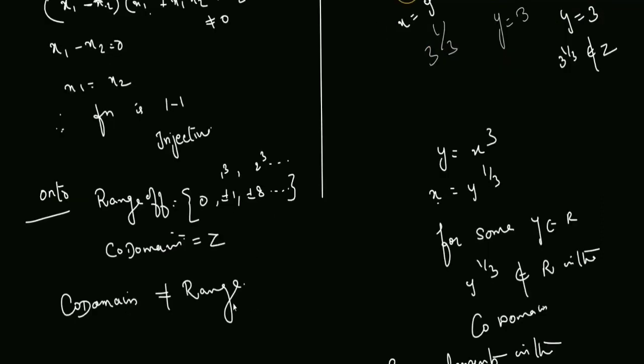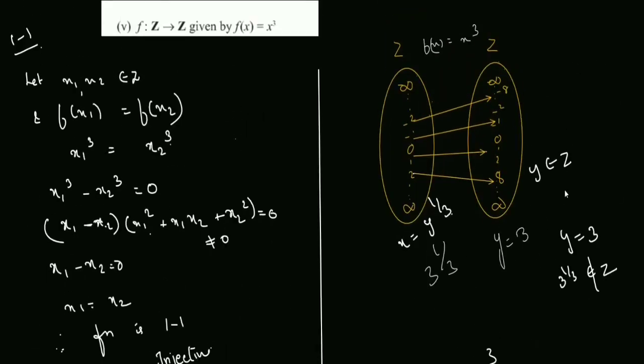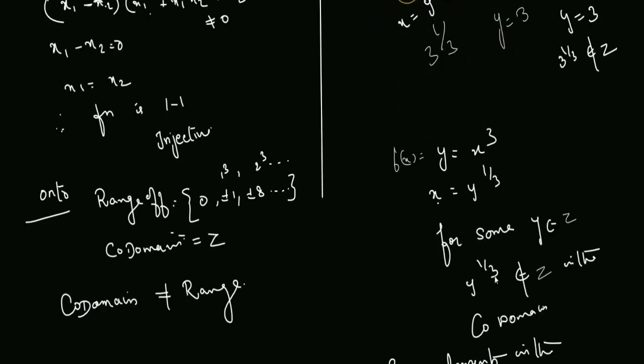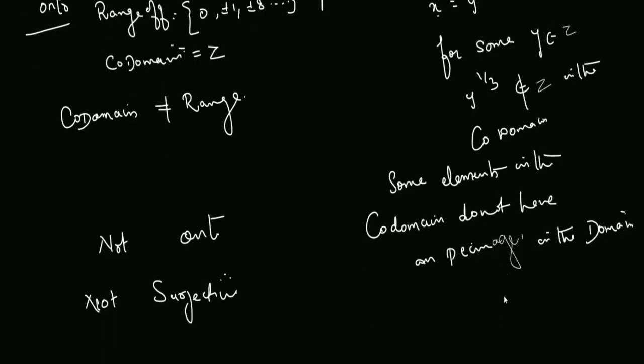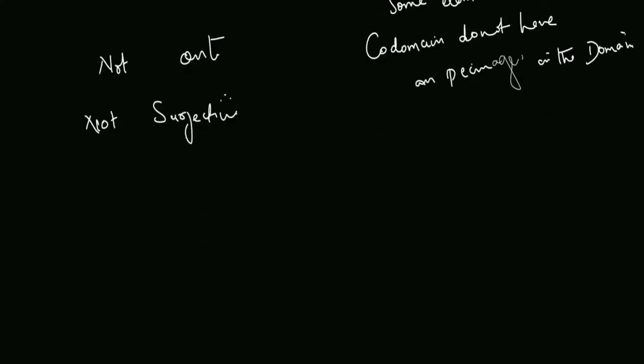We will check whether it is onto. The range is 0, 1 cube, 2 cube, minus 1 cube, etc. So that means the range is not equal to the codomain. So it is not onto. We will prove it. y is x cube, x is y power 1 by 3, y belongs to Z. Take any integer, put y is some 3. Can you find 3 power 1 by 3 in the set of integers? No. 3 power 1 by 3 is not there in set of integers. So some elements in the codomain do not have pre-images. So it is not onto. Therefore it is not surjective.